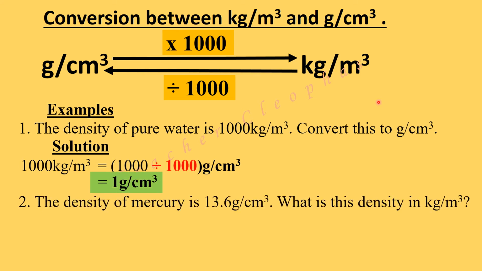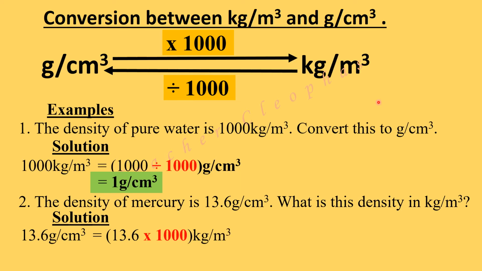Question 2. The density of mercury is 13.6 grams per cubic centimeter. What is this density in kilograms per cubic meter? Solution: we are simply going to multiply the value, that is 13.6 grams per cubic centimeter, by 1000, and this gives rise to 13,600 kilograms per cubic meter.